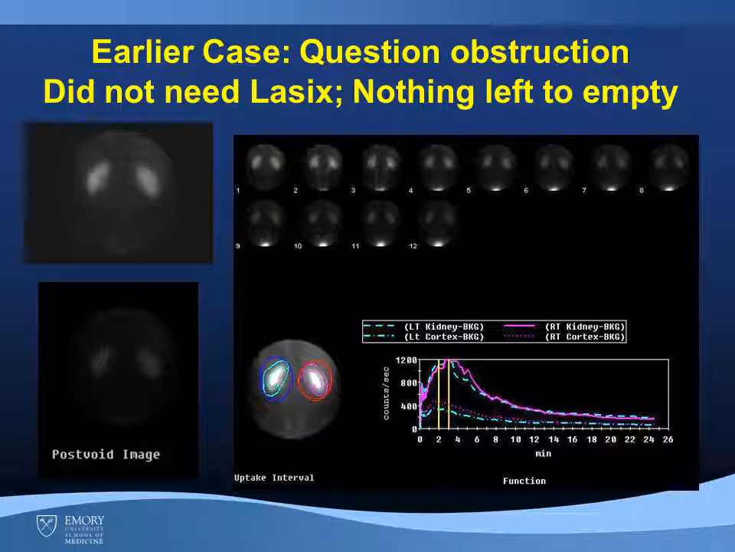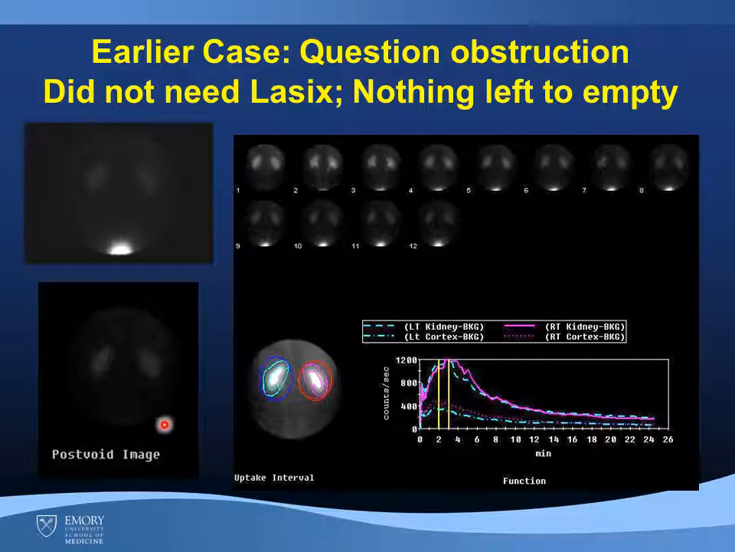So let's return to our earlier case. There was a question of obstruction. Let's play our dynamic imaging. We see the frames. There is uptake, excretion, and emptying, reflected in the time activity curve. Also, the post-void imaging has no tracer left in the collecting system. This patient does not need Lasix. There's nothing left to empty. There is no obstruction here.